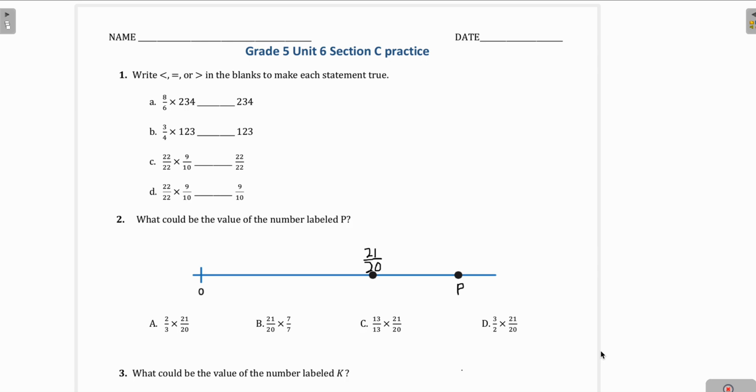In this video, we are going to review multiplication as scaling. In this unit, we learned to interpret multiplication as scaling, which is resizing. And we made generalizations about multiplying a whole number by a fraction greater than 1, less than 1, or equal to 1. And we can see what happens to the numbers.